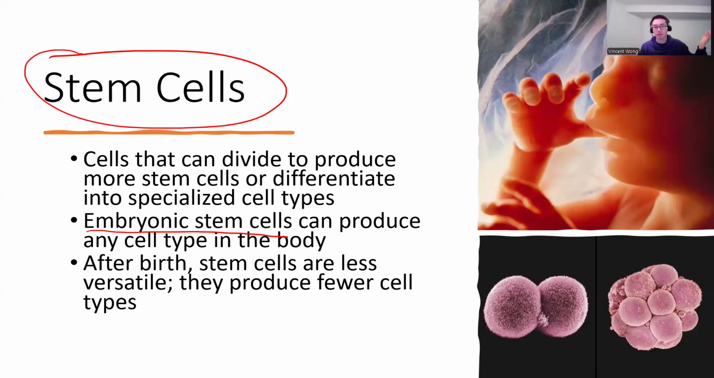They cannot become brain cells, for example. Whereas embryonic stem cells can become anything. So as adults, we have limited pools of these stem cells. Stem cells are also self-renewing. That means they can make more copies of themselves.